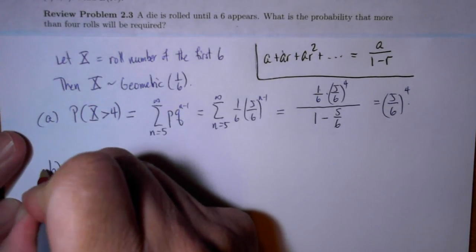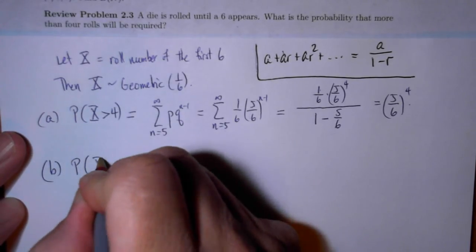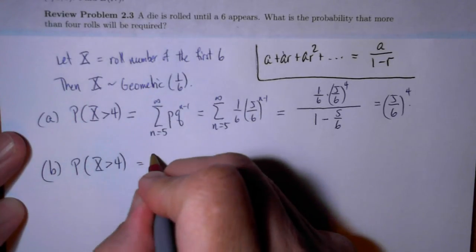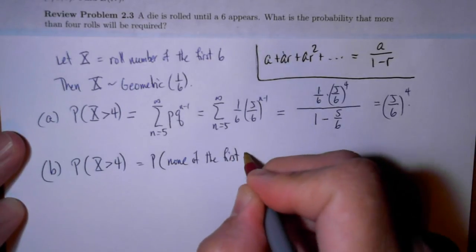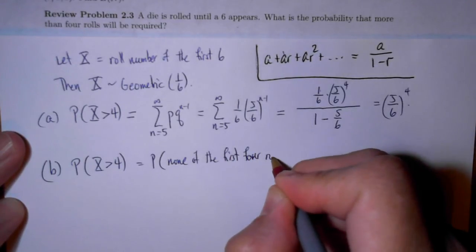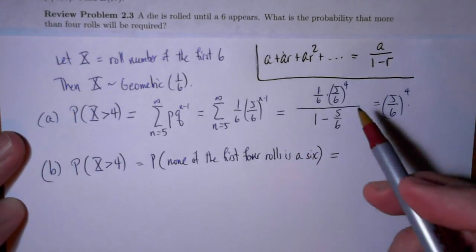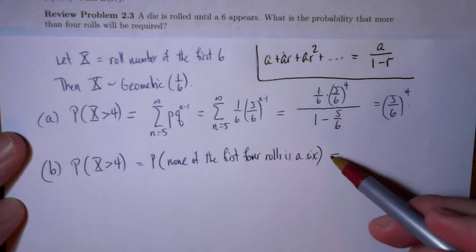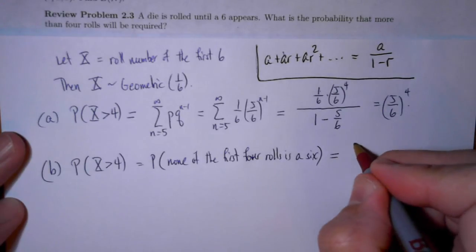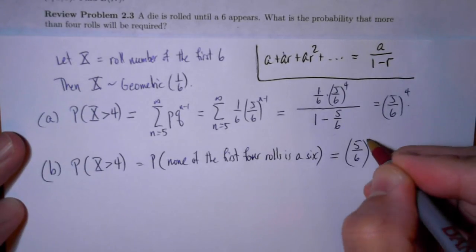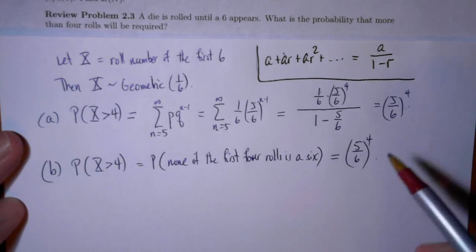There's a second way to do this problem that is perhaps simpler, and it's to recognize this. The probability that x is greater than 4 is the same thing as the probability that none of the first 4 rolls is a 6. The first roll is something other than a 6, the second roll is something other than a 6, the third roll is something other than a 6, and then the fourth roll is something other than a 6. Each of those happens with probability 5/6, and I need that to happen 4 times. And so of course I get the exact same answer, just thinking about it a different way.